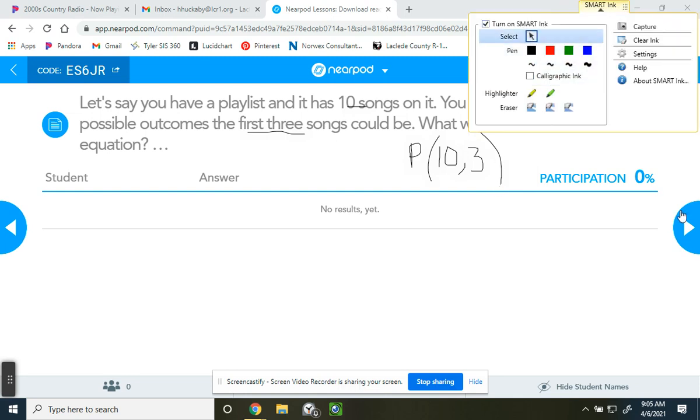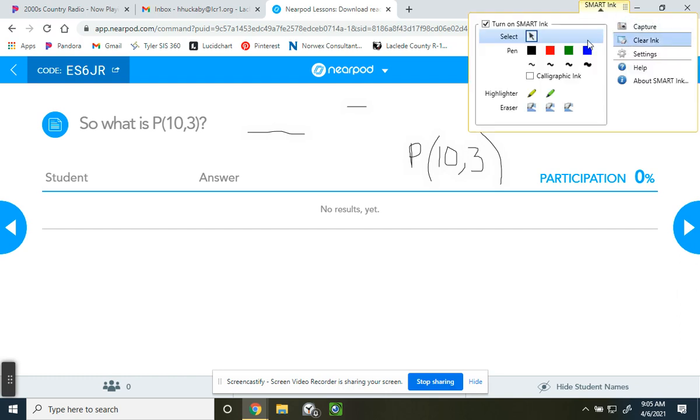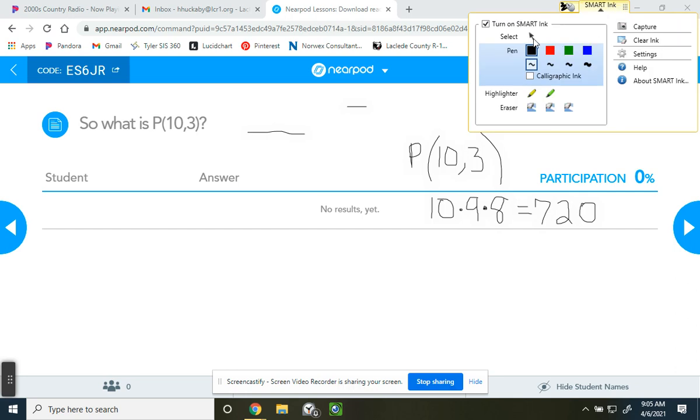Okay. So what is P of 10, 3? In my calculator, I'm going to take 10 times 9, because it goes down once I get my first song. Then it goes down another one once I get my second song, times 8. So 10 times 9 times 8, I get 720 different options for my first 3 songs to be in different orders. Okay, kind of crazy.